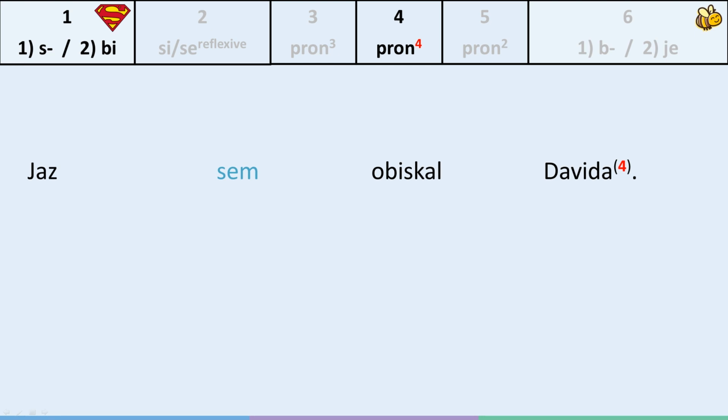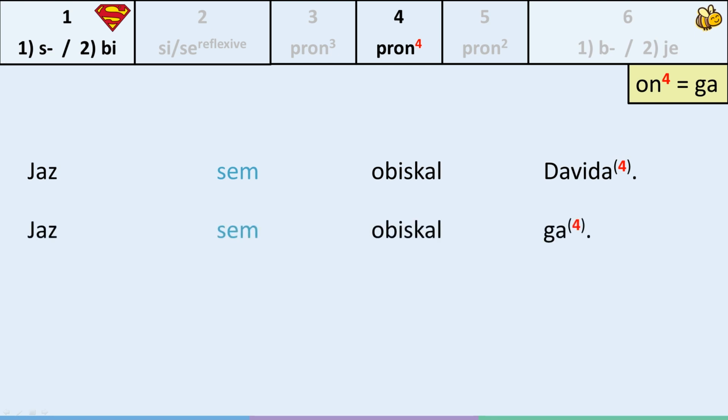But what if we were to change I visited David to I visited him? Him is he, and he in Slovene is on. However, we need on in the 4th case, and that's ga. And so we replace Davida with ga. But remember, ga is a clitic, so let's color it accordingly.